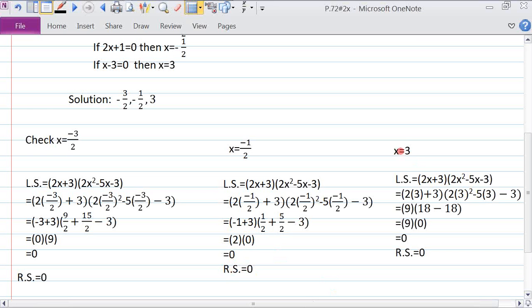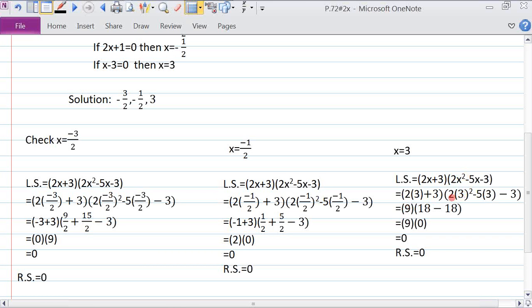We go over here, we put x equals 3, then 2x plus 3 is 2 times 3 plus 3, which is 6 plus 3, which is 9. So whatever's in the first bracket reduces to 9.